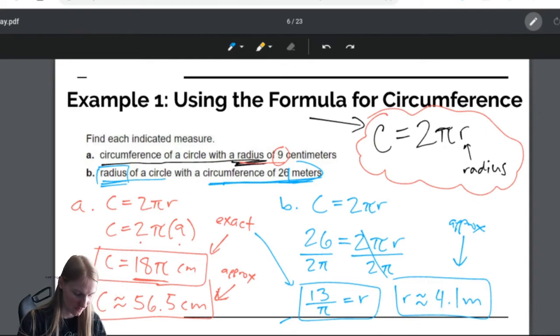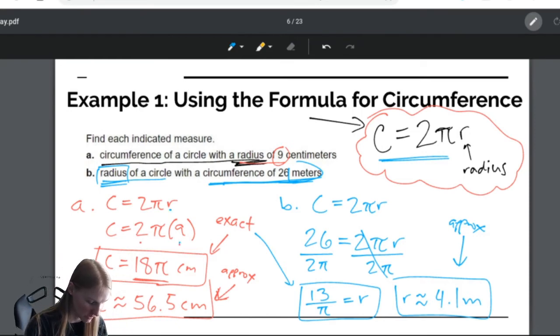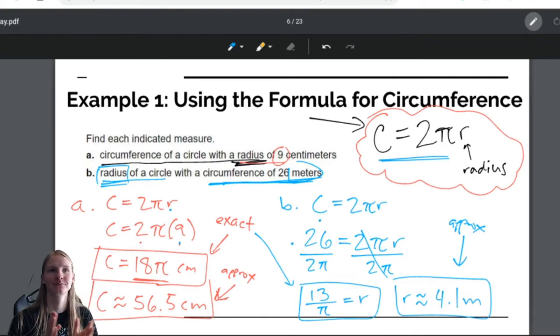Okay, there you go. First example of the day done. So, the formula is your guiding light through these questions. Put your formula down first, and then plug in the information they give you. If they give you the radius, plug the radius in there. If they give you the circumference, plug the circumference in there. And solve for what you need to.